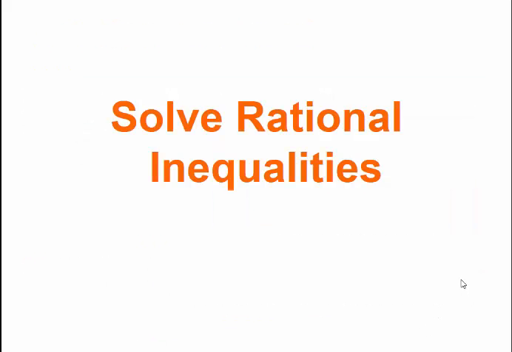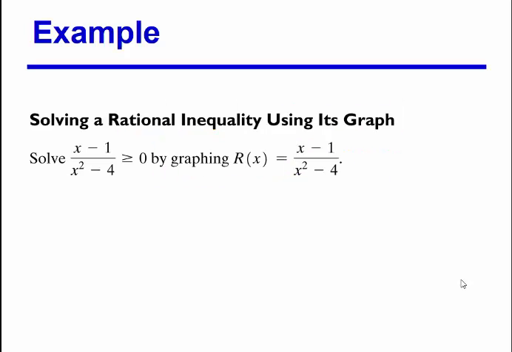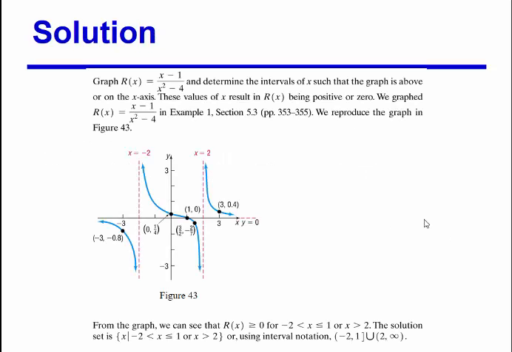So the next one, we're going to solve rational inequalities. So, solve a rational inequality using the graph. We have (x - 1) divided by (x squared - 4) is greater than or equal to 0. We're going to end up graphing the function r of x equals (x - 1) divided by (x squared - 4). And so when we graph and determine the intervals of x such that the graph is above or on the x-axis, the values of x result in r of x being positive or 0.